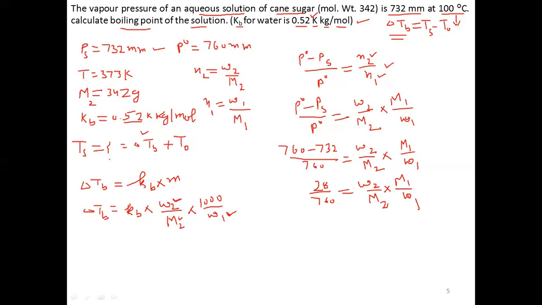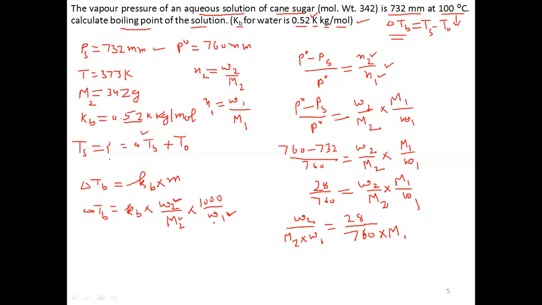So it is 28 divided by 760, which is equal to W2 divided by M2 into M1 divided by W1. Now to calculate delta TB, we need the value of W2 divided by M2 into W1. What we will do, we will keep these things on one side and take M1 to the other side. So W2 divided by M2 into W1 is equal to 28 divided by 760 into M1. So this is the value of W2 divided by M2 into W1.